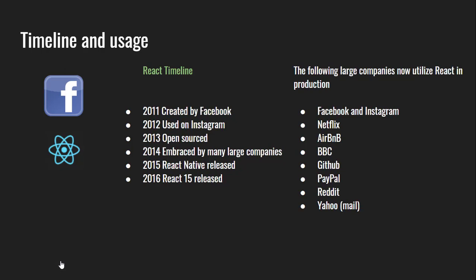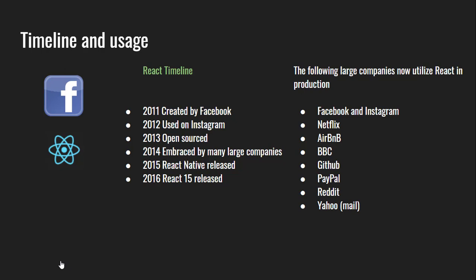So some of the timelines of React, if you don't know, it was created by Facebook, used on Instagram currently. In 2012, it was put on Instagram. Then it was open sourced in 2013, embraced by a number of large companies. And then in 2015, React Native was released, and in 2016, React 15 was released with some very good, important features. It's been around for a while. A lot of large companies now utilize React.